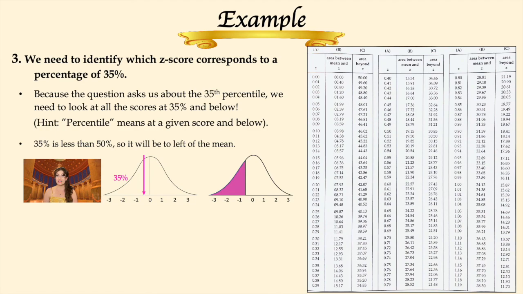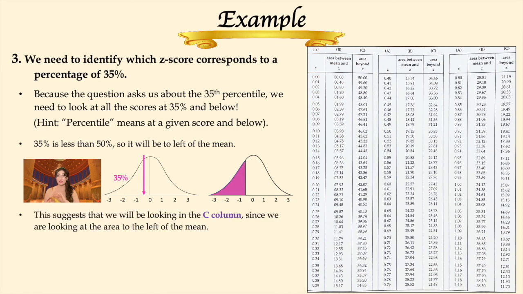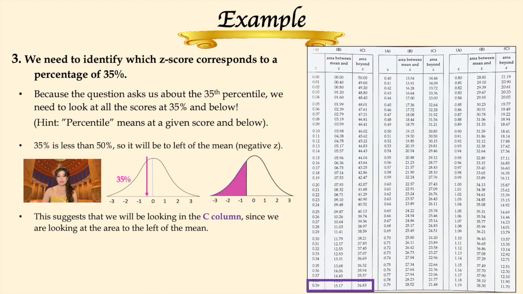mean. Now, because percentile means at a given score and below, we know that we're going to be looking at the area beyond z. We are not looking at the area between the z-score and the mean, we're looking at the area opposite. So this suggests that we will be looking in the C column, since we're looking at the area to the left of the mean. We're looking at everyone who is in the 35th percentile, who is that height, which we don't know yet because we need to solve for x, but who is a particular height at the 35th percentile and shorter.